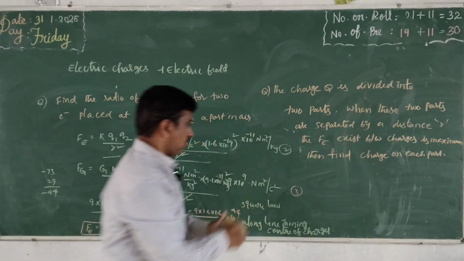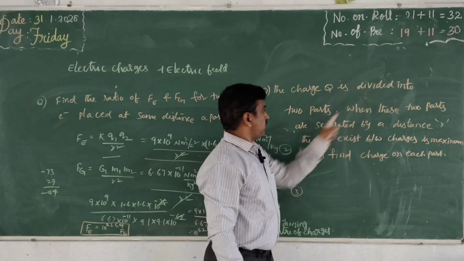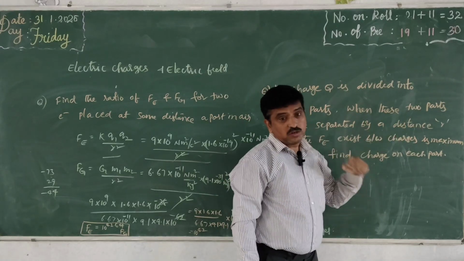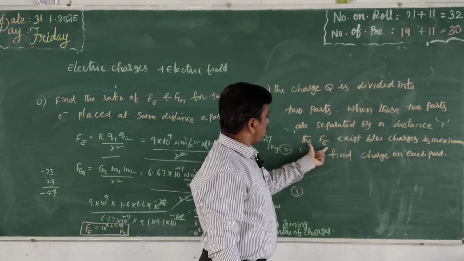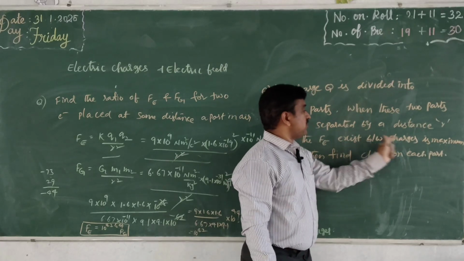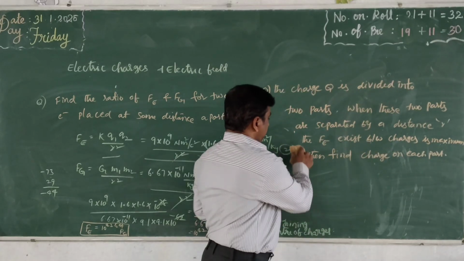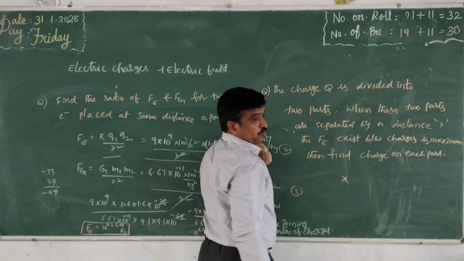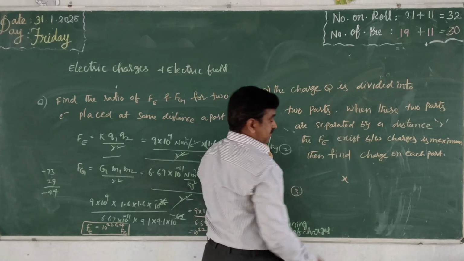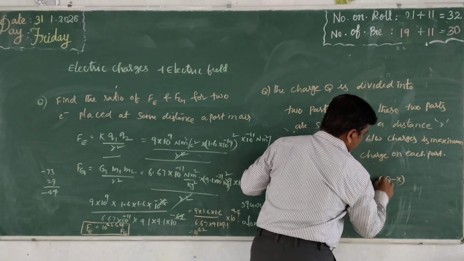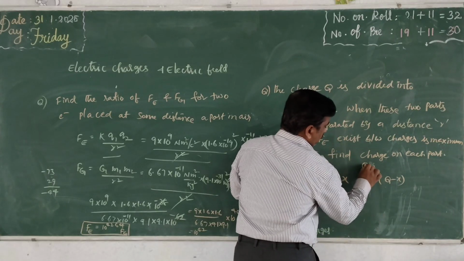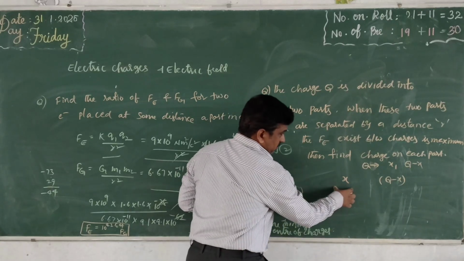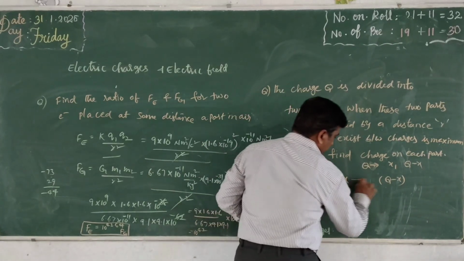See, first once again the problem: the charge q is divided into two parts. When these two parts are separated by a distance r, the electrostatic force between the charges is maximum, then find the charge on each part. For example, we can take the first part as x and the second part as q minus x. Why? Because q is divided into two parts, one is x, another one is q minus x. These are separated by distance r.